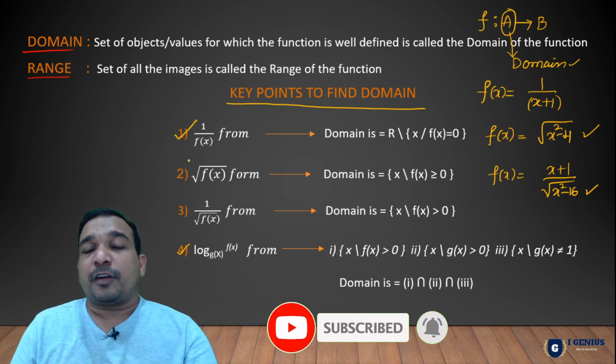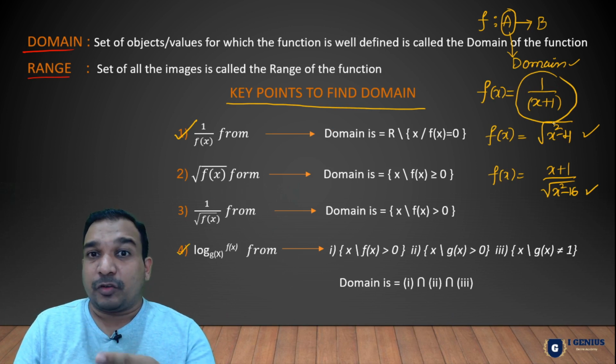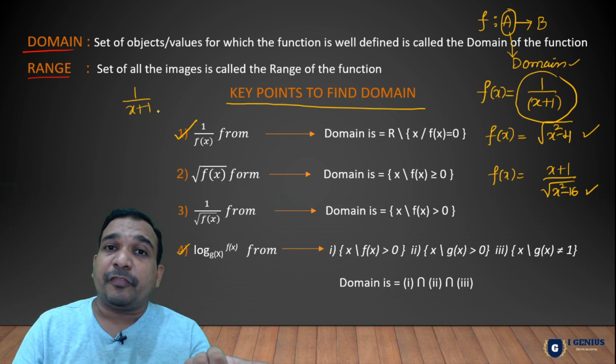Key points to find out the domain. 1 by f of x form is given. 1 by f of x means 1 by denominator, the denominator is a function, like f of x equal to x plus 1. 1 by f of x means 1 by x plus 1 is given, and he asks to find out the domain of it.